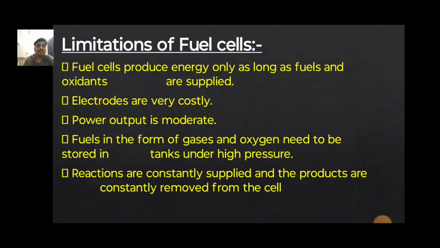Limitations of fuel cells. Fuel cells produce energy only as long as fuels and oxidants are supplied. Electrodes are very costly. Power output is moderate. Fuels in the form of gases and oxygen need to be stored in tanks under high pressure. Reactants are constantly supplied and the products are constantly removed from the cell.